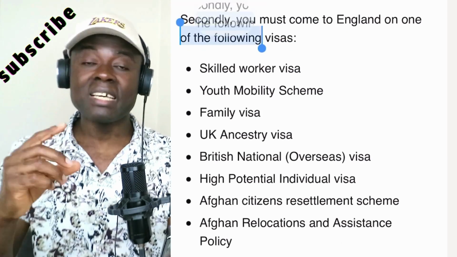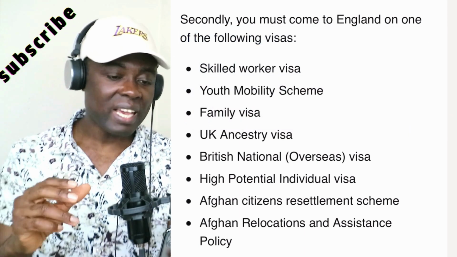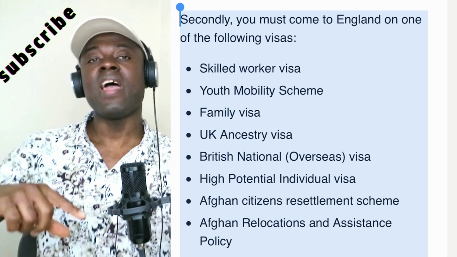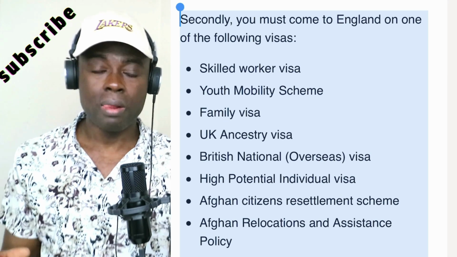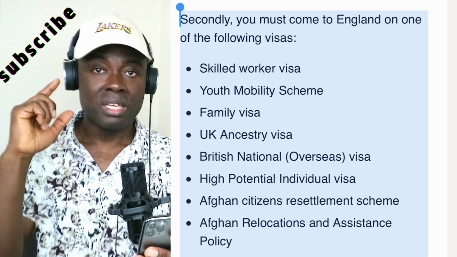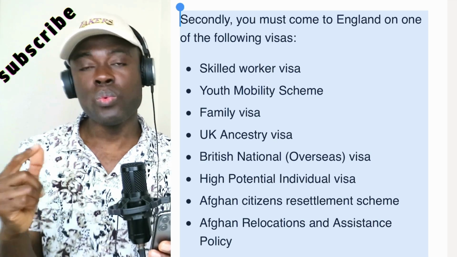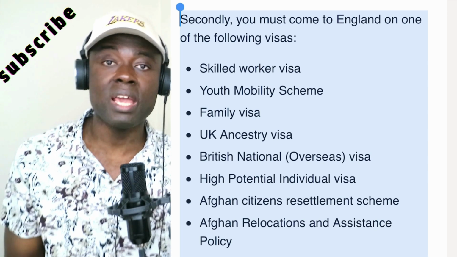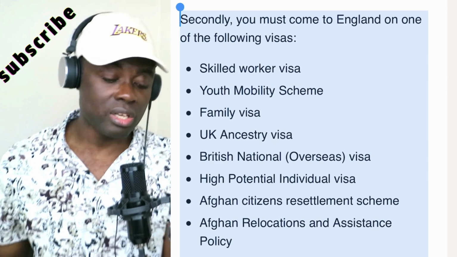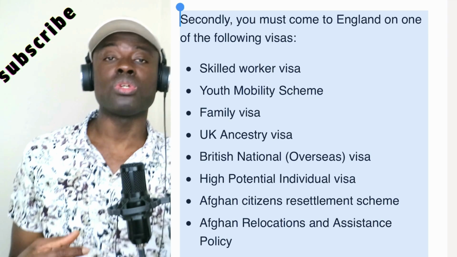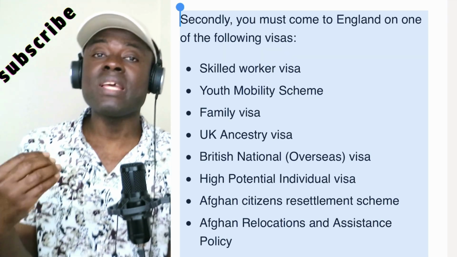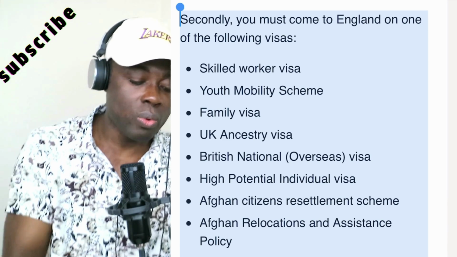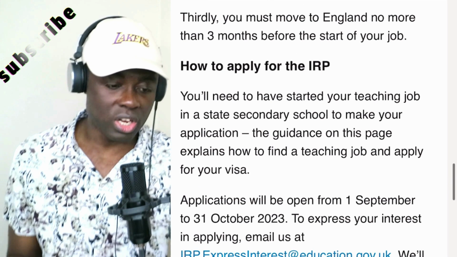Let's look at the second eligibility criteria. Secondly, you must come to England on one of the following visas. And these are the visas on your screen. The most common among these visas is the skilled worker visa. So those of you who are searching for schools, the physics and languages teachers who are searching for schools in the UK, when you get a school that is sponsoring your visa, you can get your skilled worker visa and travel to the UK.